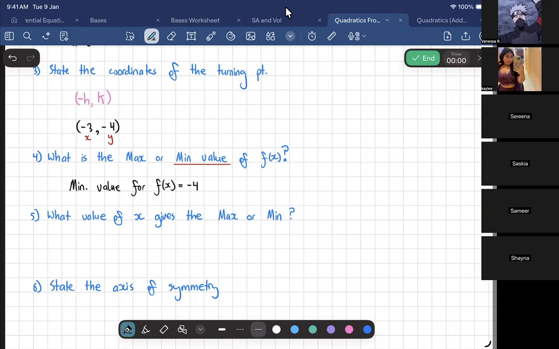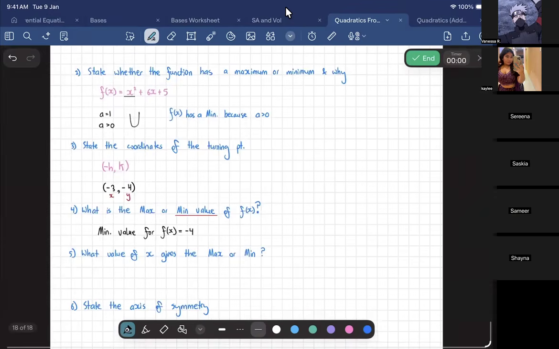Exactly. Okay, if I were to draw my quadratic, this is what it would look like. I'm just gonna draw a sketch for you, right? So we know that this is a minimum, right? This is a minimum quadratic. Is that minimum, right? Yeah or no? Yes, sir. Why is that minimum?